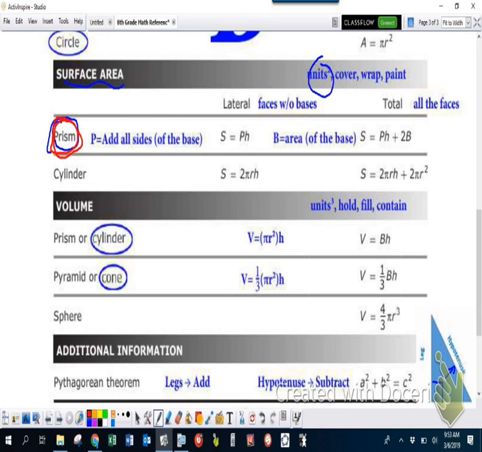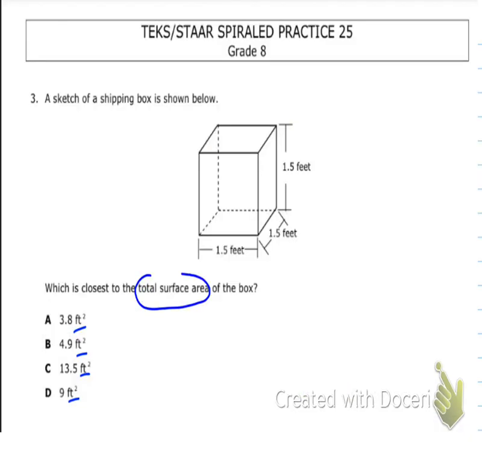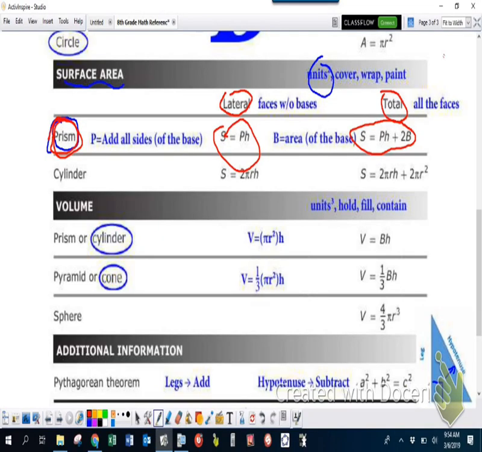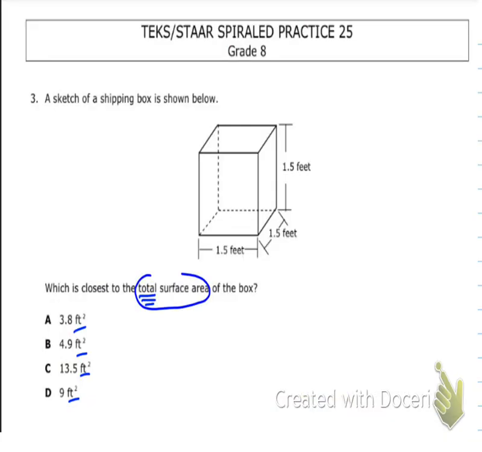And this is where I get some issues. Some people don't know whether to choose the first or the second. And when you use a formula chart, you need to look at the word above it. Am I asking for lateral or total? The key word was total. I want to make sure I put emphasis on that. So when I go back to my formula chart, I'm choosing this one, the total surface area, the area of all the faces.